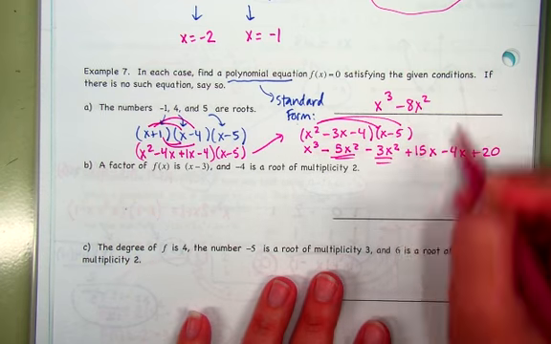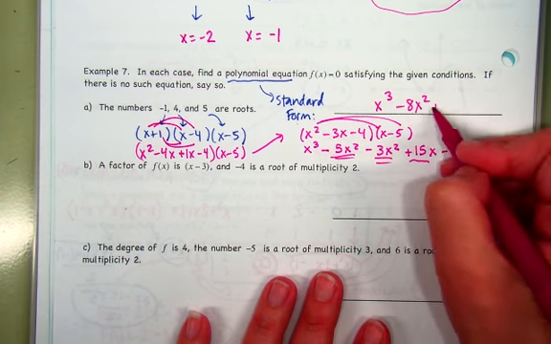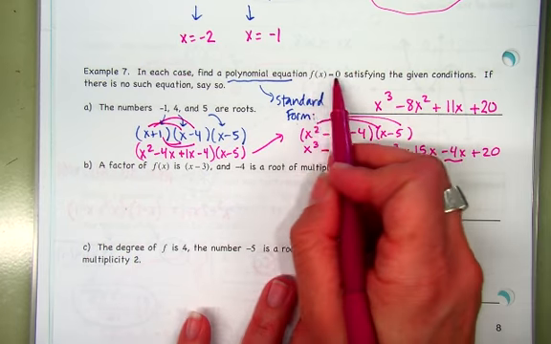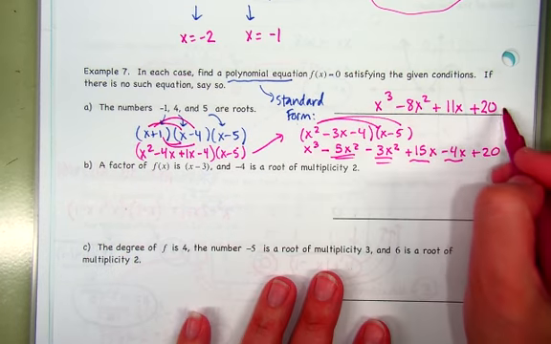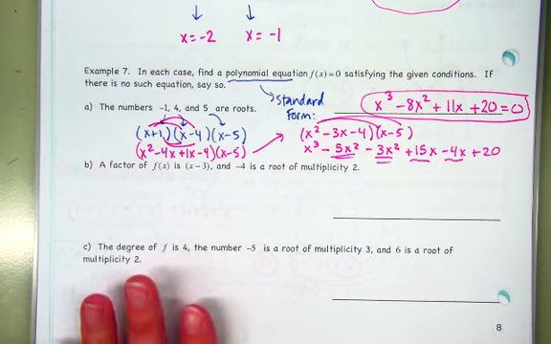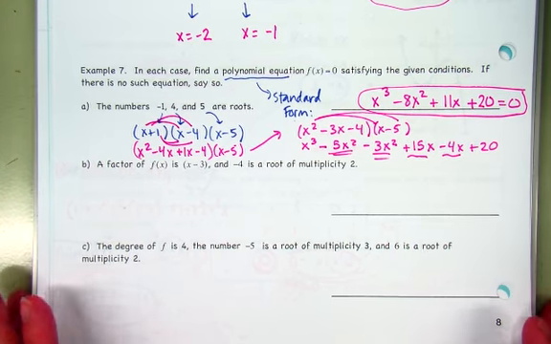Check my work. And now it does say of the format f of x equals 0. So if that's the format they want it in, then we should write it in that format. Am I good?